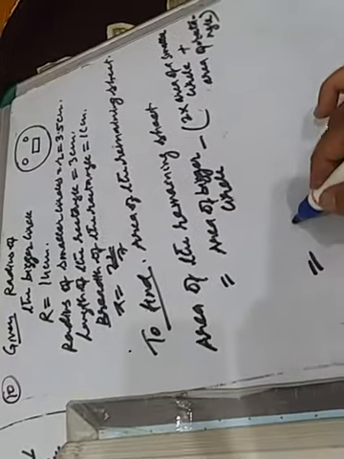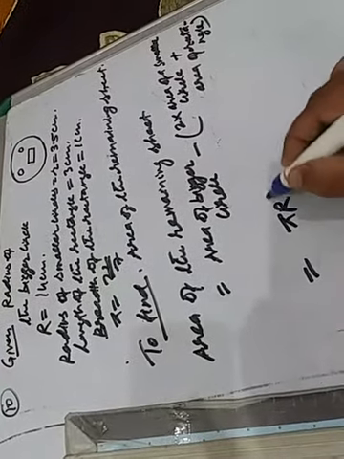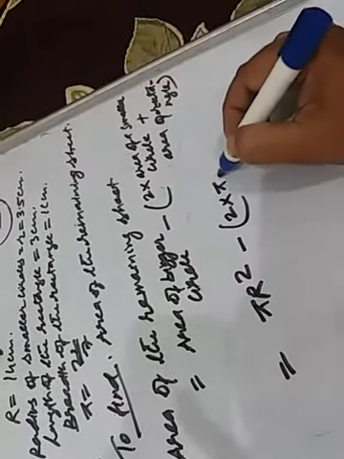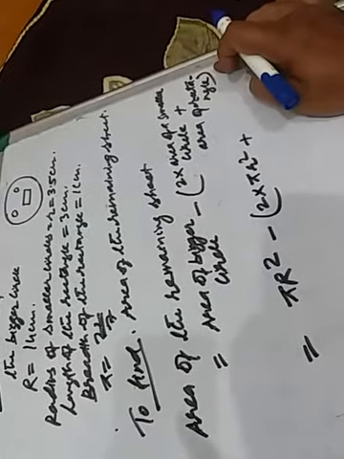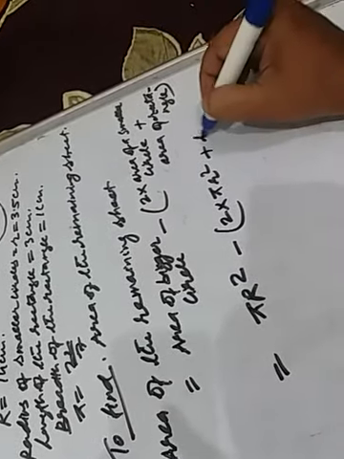Okay children, now put the values over here. Area of the bigger circle is pi r square, minus 2 into area of the smaller circle, that is 2 into pi r square, plus area of the rectangle. What is the area of the rectangle? That is L into B. Clear children? What is L? L equal to 3 centimeter.